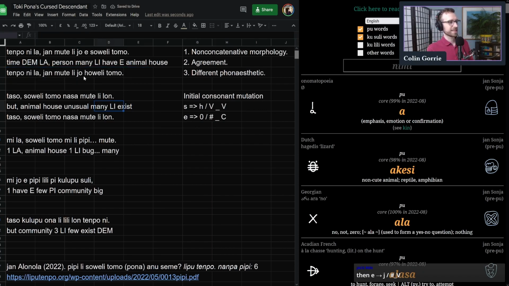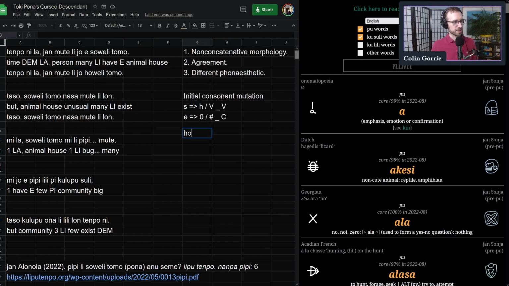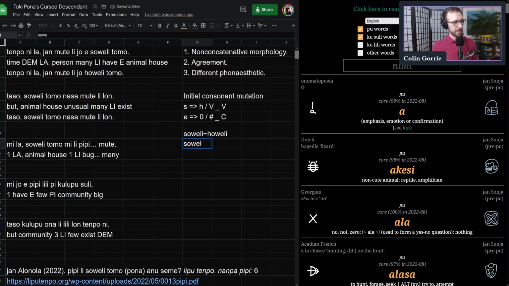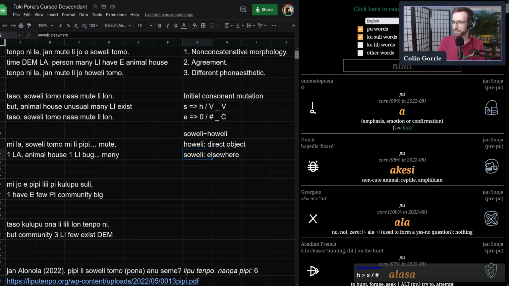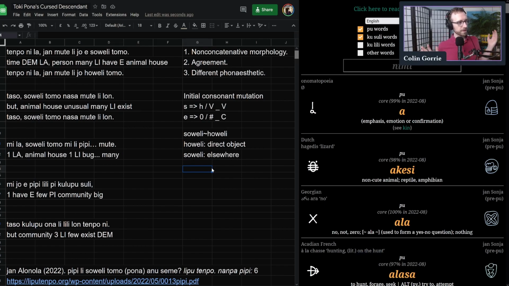And now the only thing that's telling us that there used to be an A here is the fact that this is hoeli instead of soeli. So we get this alternation between soeli and hoeli, where hoeli appears as direct object, and soeli appears elsewhere. This is how we evolve initial consonant mutation. And this is a phenomenon that has occurred in several different language families, not that many, but the most notable one that I think most people would have heard of is Celtic. All right. So I think that's a good start.